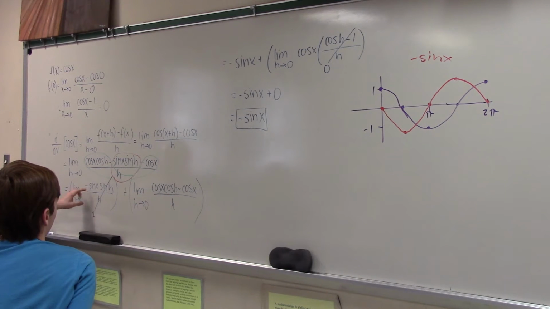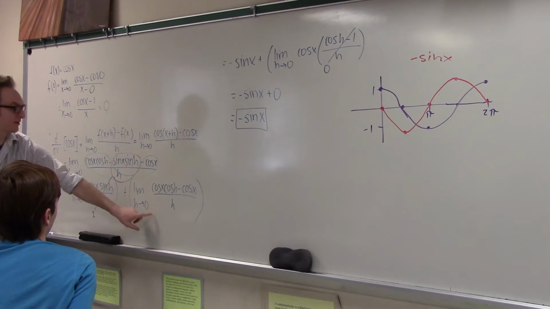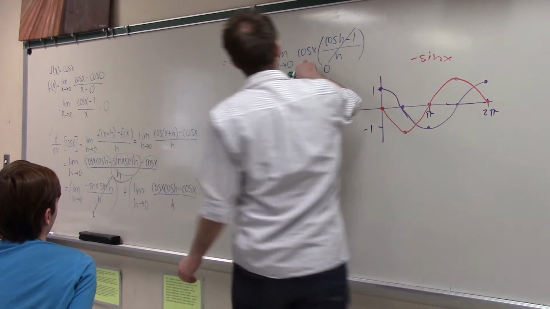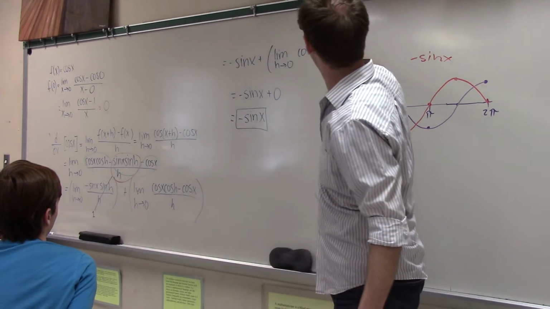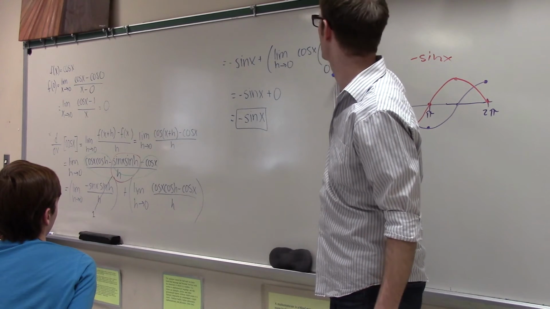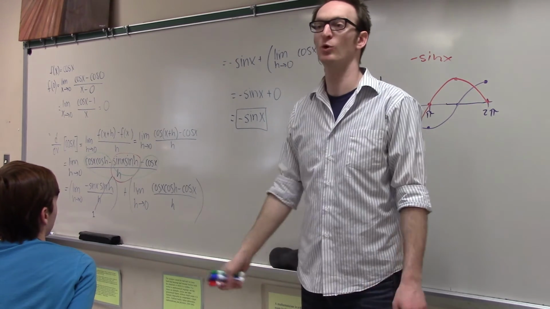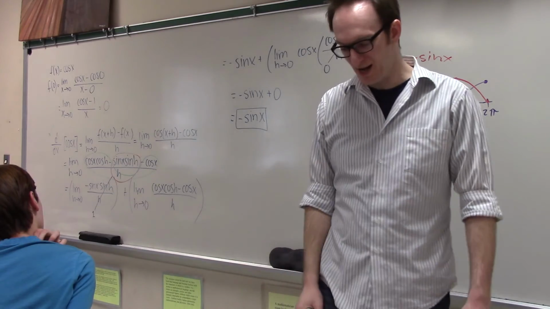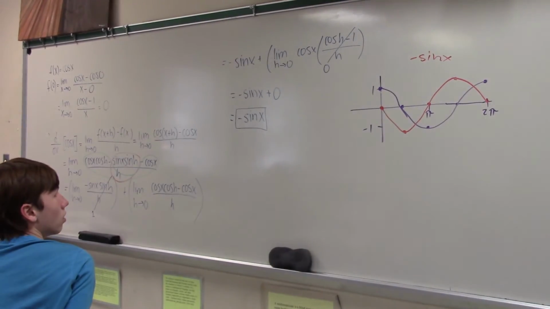Well, now I can take negative sine x straight out of the limit, and sine h over h goes to 1. So this whole limit goes to negative sine x. For the other one, she factors a cosine x out, and now we have this famous limit that we've heard of before, which goes to 0. So the answer is negative sine x. Cool? Okay.